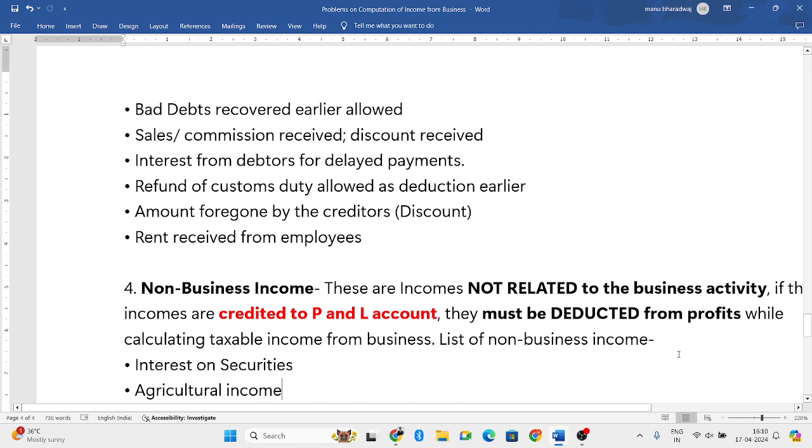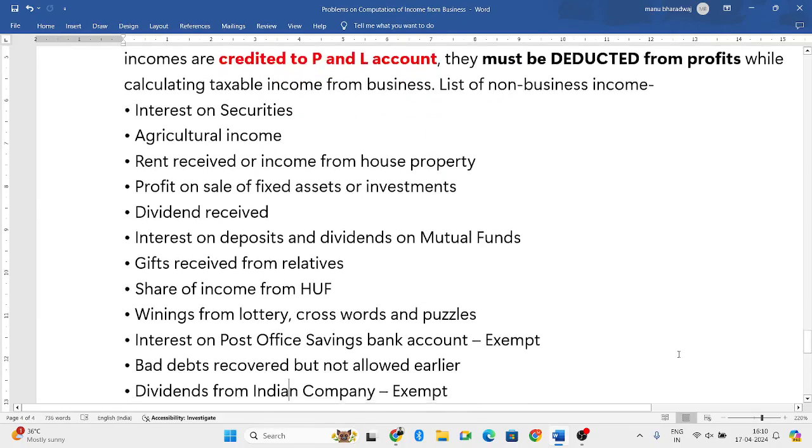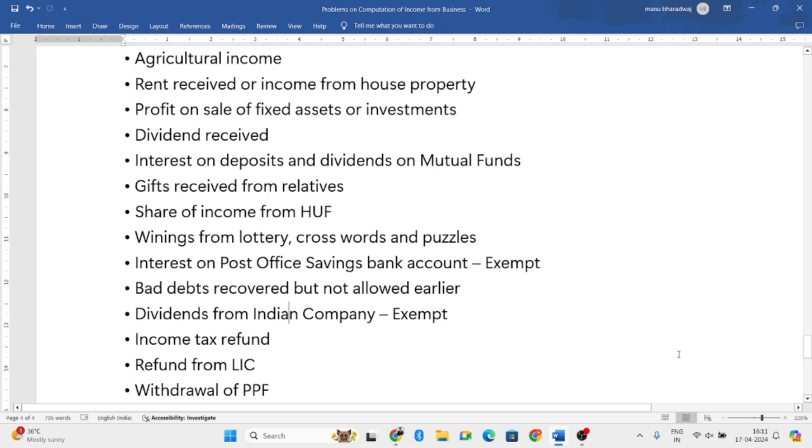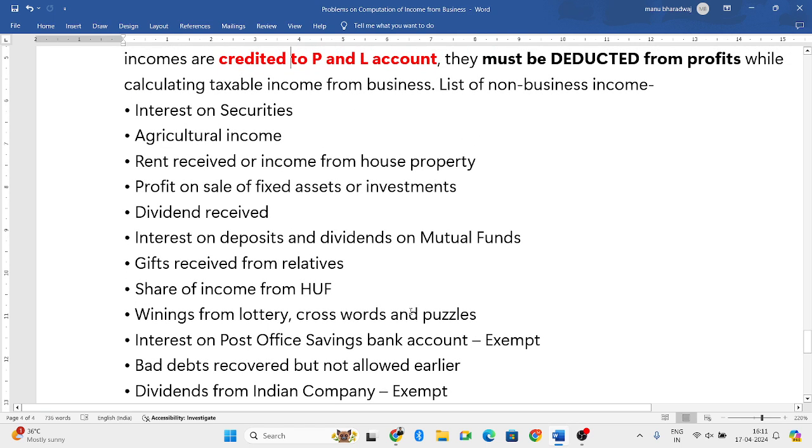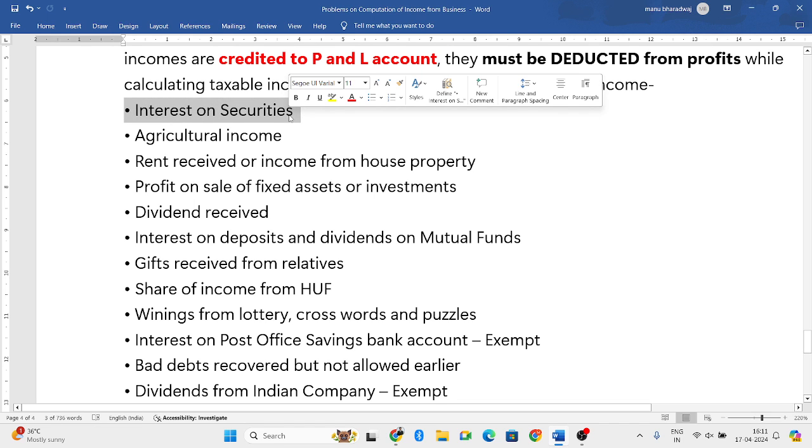Clear? So what is the list of non-business income? I have the exclusive list. The first one is interest on securities. Any investment you have made and you are getting interest from, that is not your business income.